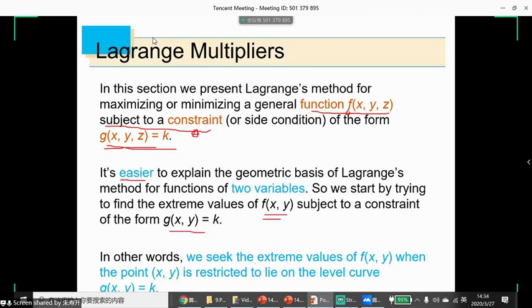We seek the extreme value of f when the point (x, y) is restricted to lie on the curve c(x, y) equal to k. This is the constraint formula. So we find the extreme value of f with the constraint c(x, y) equal to k.